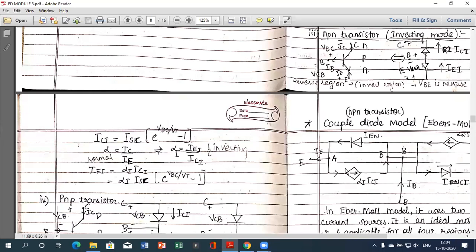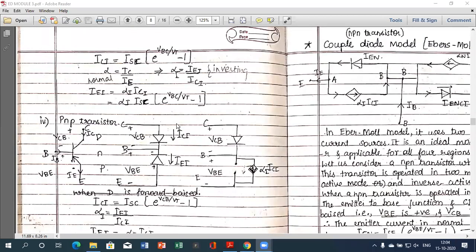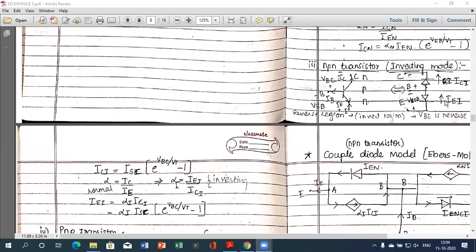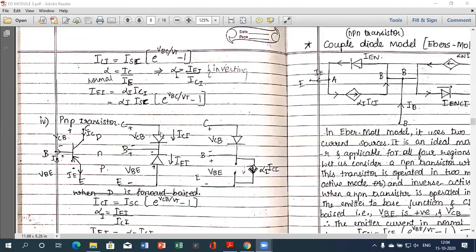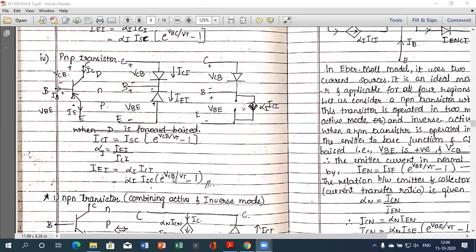Okay, so if you understand this, listen, this is for PNP for the inverting mode, so exactly opposite. Here the directions of the currents are opposite. Same thing, only the change is instead of VBC, you have to write it as VCB. Remaining steps are the same for the PNP transistor.